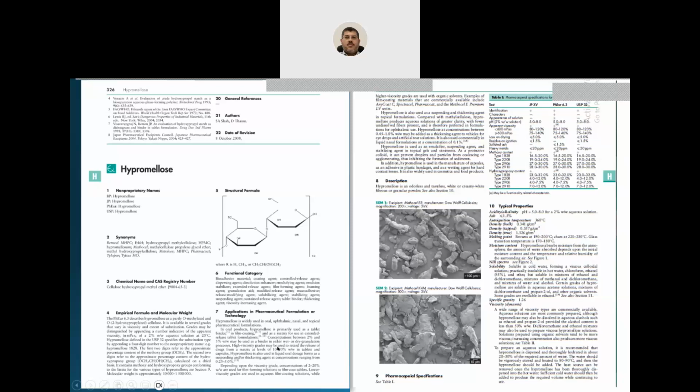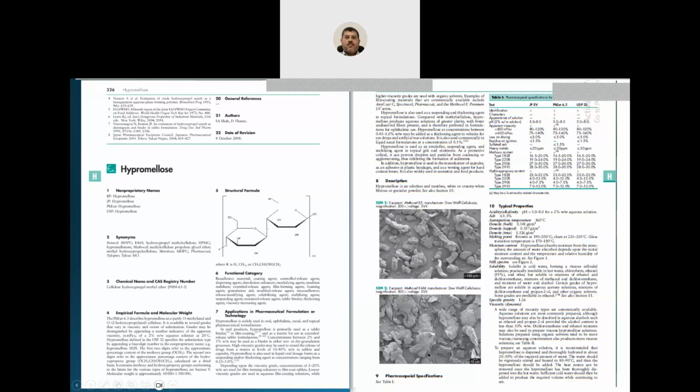Concentrations between 2% and 5% may be used as a binder in either wet or dry granulation processes. High viscosity grades may be used to retard the release of drugs, as a matrix at a level of 10 to 80% by weight in tablets and capsules, and so on. So it gives you an idea about different uses and even the proportion that should be used for each application. Okay?